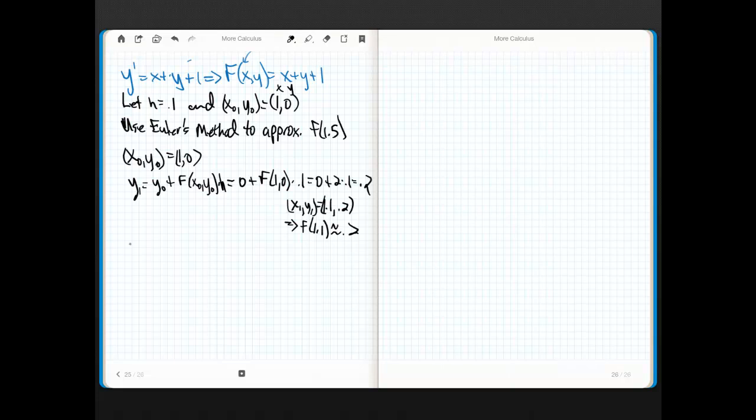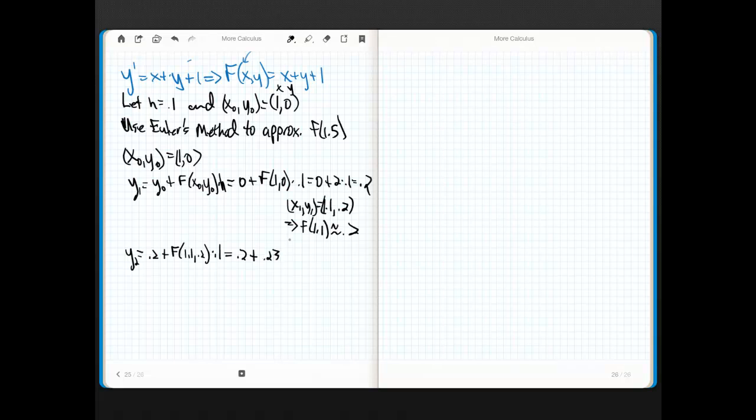All right, now look at this. I've got this new information here. That tells me that y of 2 is equal to, now I'm not going to insult you guys. Remember, it's going to be y of 1, which is 0.2, plus f of 1.1 comma 0.2 times 0.1. And this is equal to 0.2 plus, now let's do this slow, 1.1 plus 0.2 is 1.3, right? Plus 1 is 2.3, times 0.1 is 0.23.